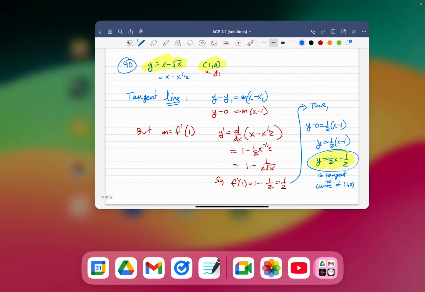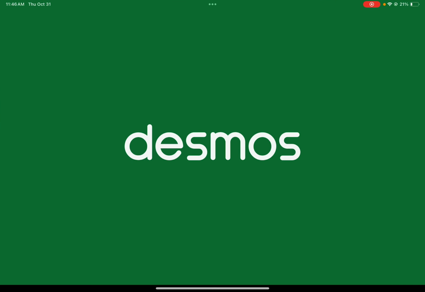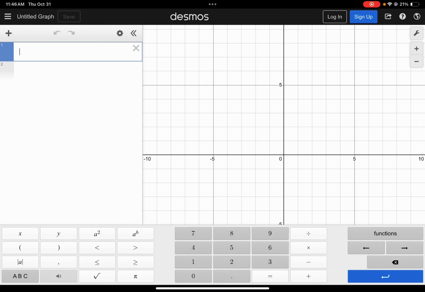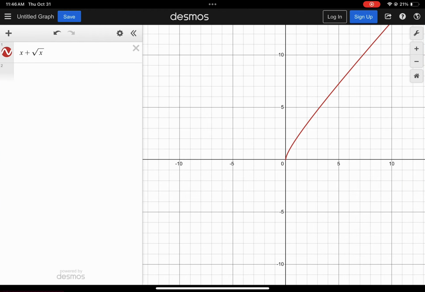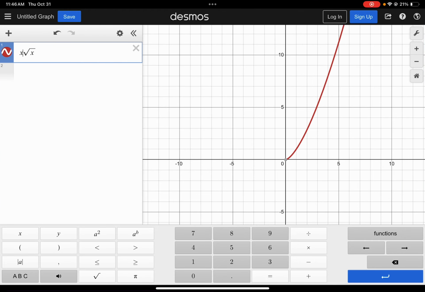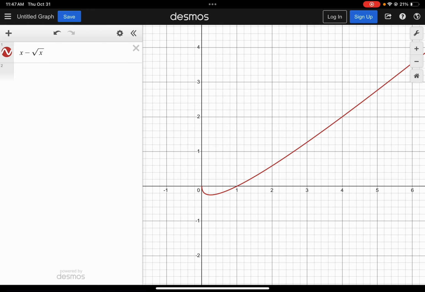Since they want it to be tangent at this point, let's see what my curve looks like, x minus the square root of x. Let's see what Desmos tells us it looks like. So if I go x plus the square root of x, something like this. Let me make sure it's plus. Oh, it's minus, x minus the square root of x. Ooh, it's really pretty. It looks like this. So that's what our graph looks like.